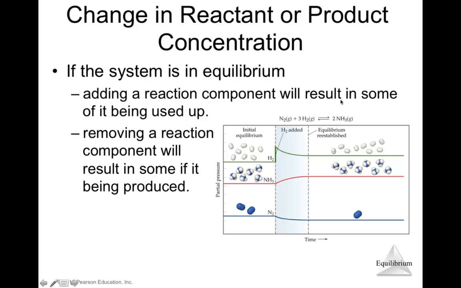Now, if we decrease the concentration of NH3, the product, then this will go down, so we need to produce more ammonia. The equilibrium will shift to the right. So that's basically the effect if we change the reactants or the products at equilibrium.